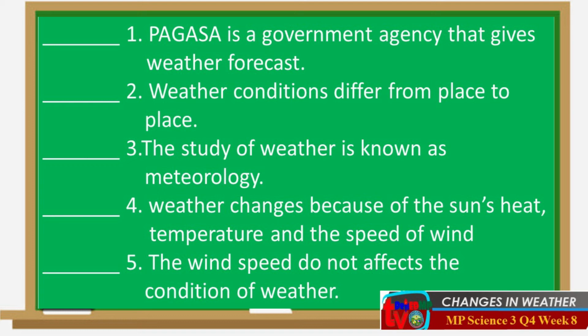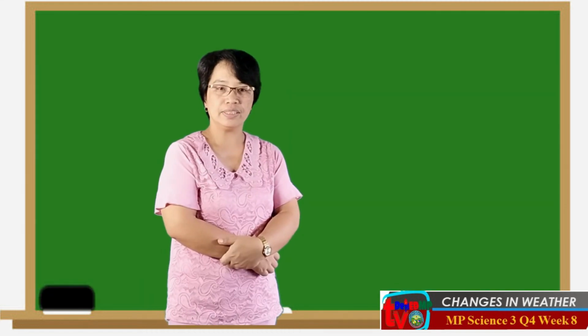Number 3. The study of weather is known as meteorology. Number 4. Weather changes because of the sun's heat, temperature, and the speed of the wind. Number 5. The wind speed do not affect the condition of weather.